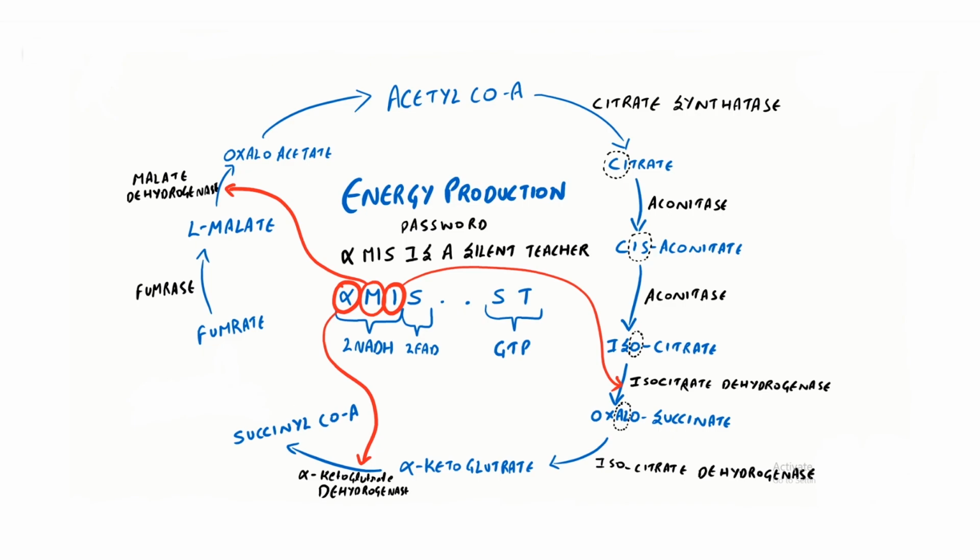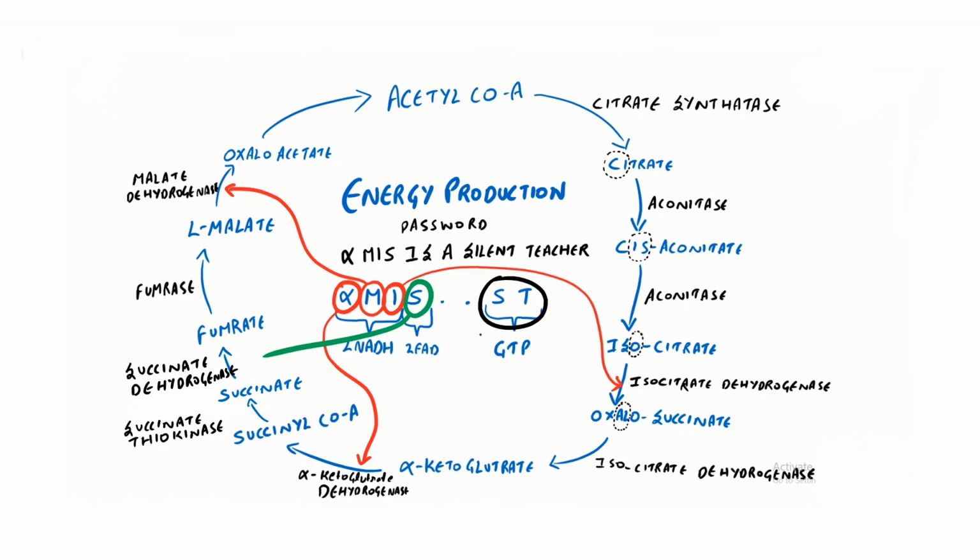Sorry, I made a little mistake here. After succinyl-CoA comes succinate. The enzyme is succinate thiokinase. And succinate changes to fumarate. The enzyme is succinate dehydrogenase. Now this S stands for succinate dehydrogenase, and ST stands for succinate thiokinase.